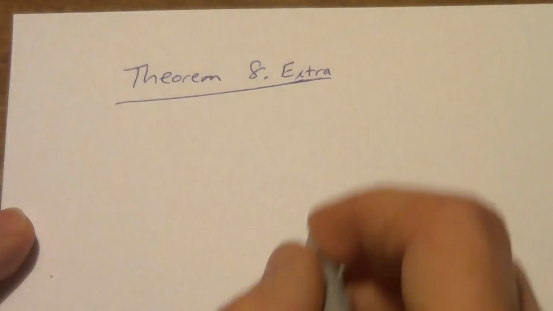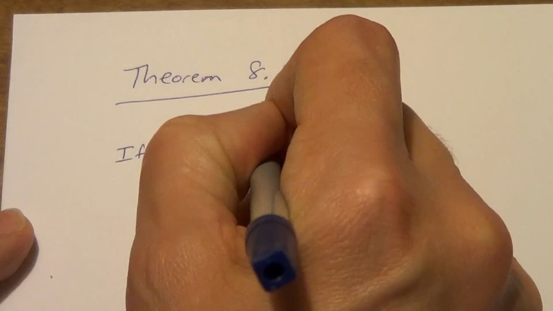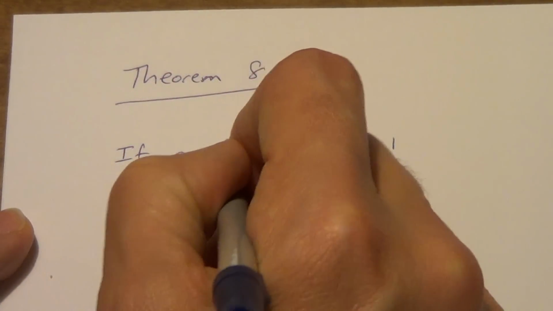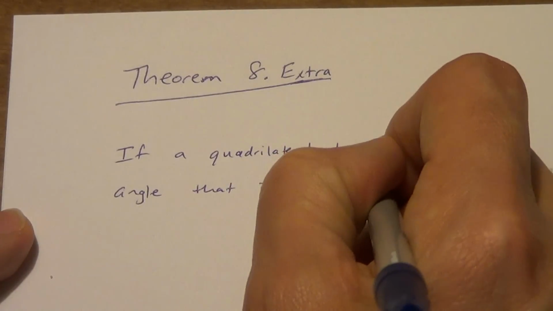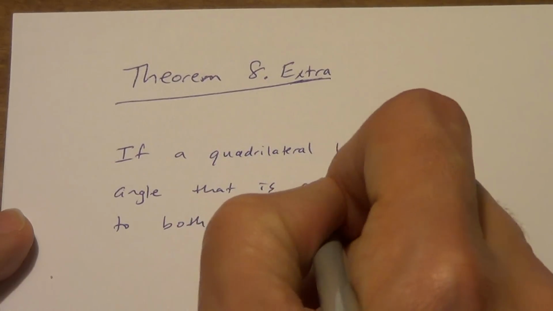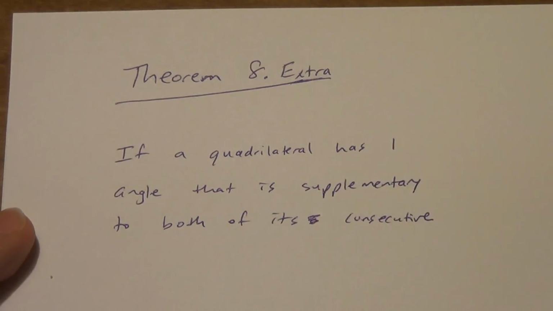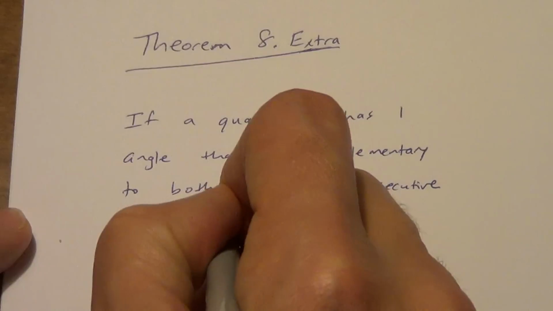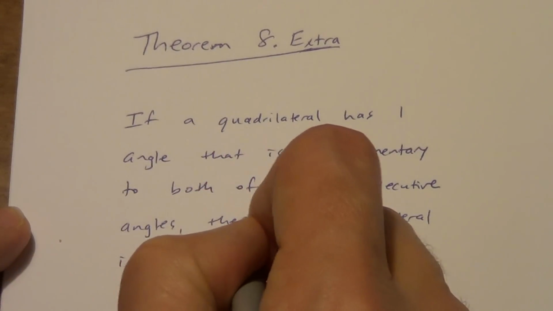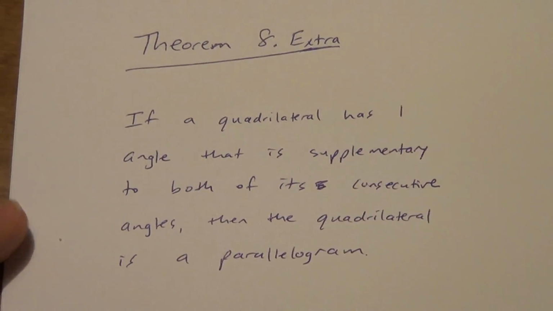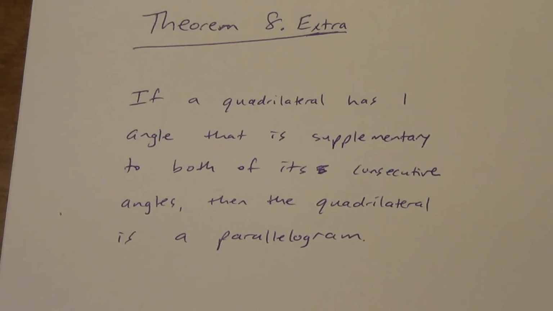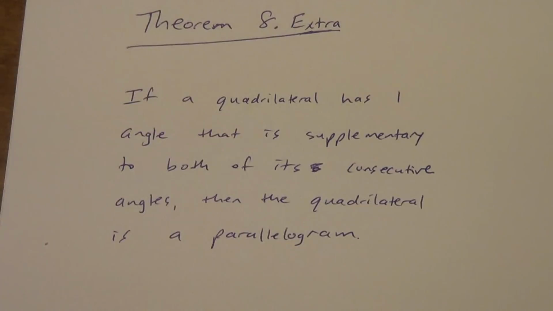All right, last one. This is not in the book. If a quadrilateral has one angle that is supplementary to both of its consecutive angles, then the quadrilateral is a parallelogram. All right, I've got about 6 or 7 minutes to try to get this under 30 minutes.